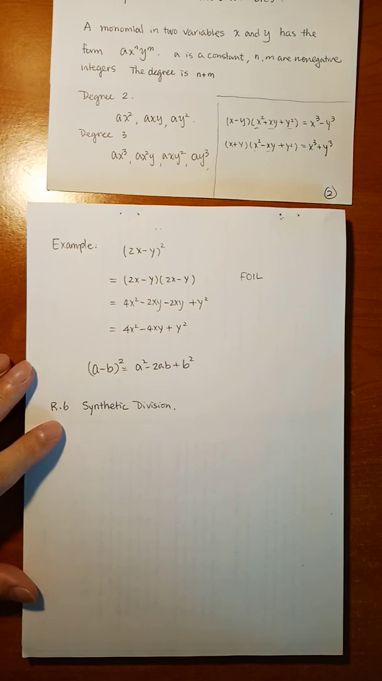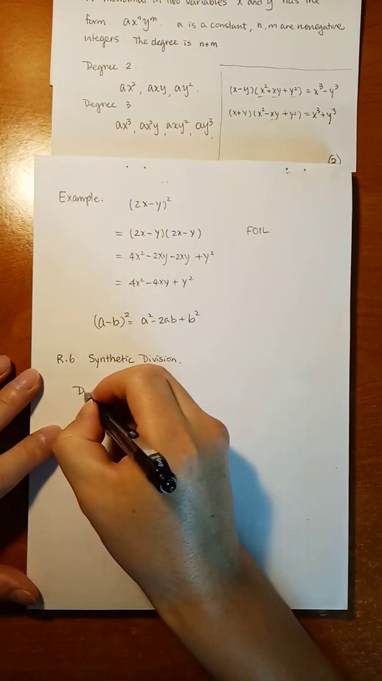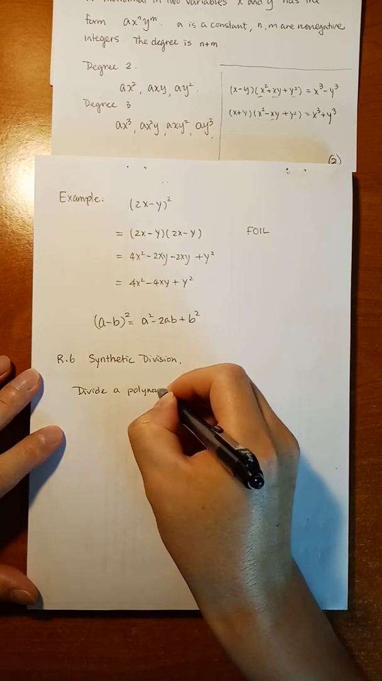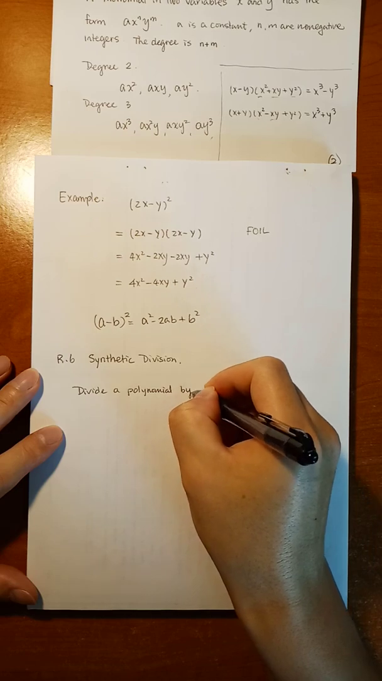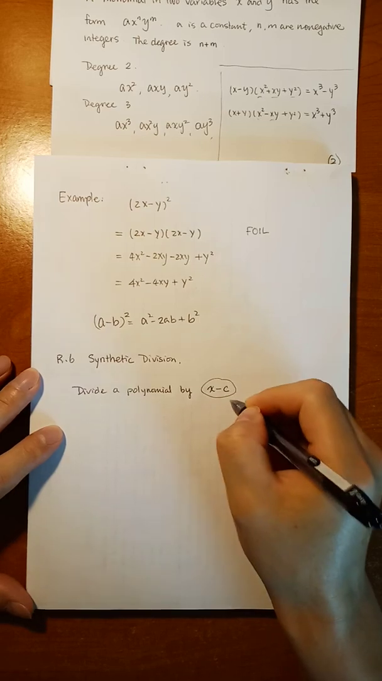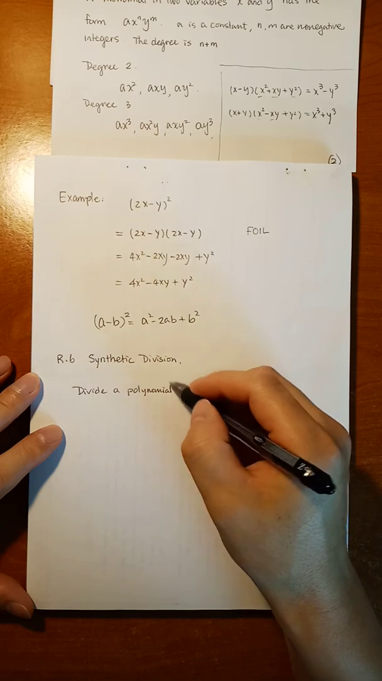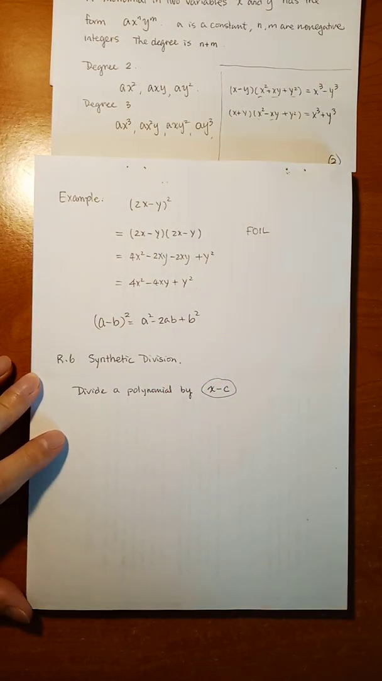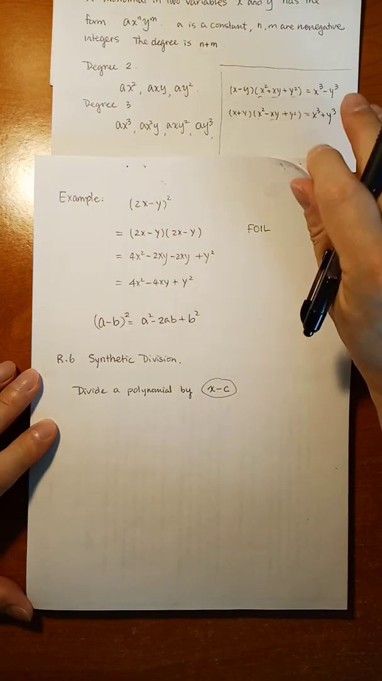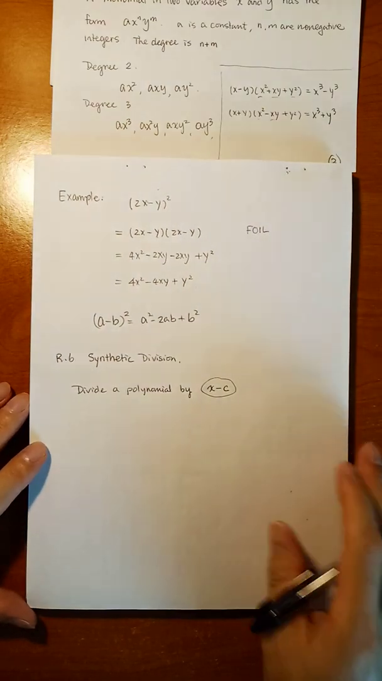Synthetic division is used to divide a polynomial by x minus c, just this special case. This polynomial can be anything, an arbitrary polynomial, and we divide it by x minus c. We will use an example to demonstrate how we get the synthetic division. So let's see the example.